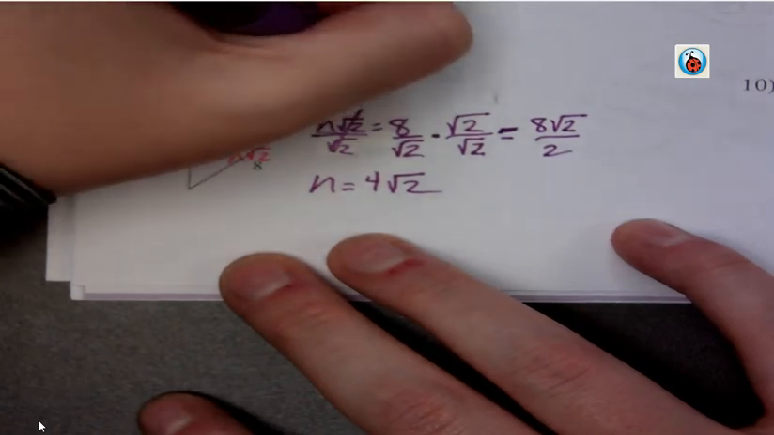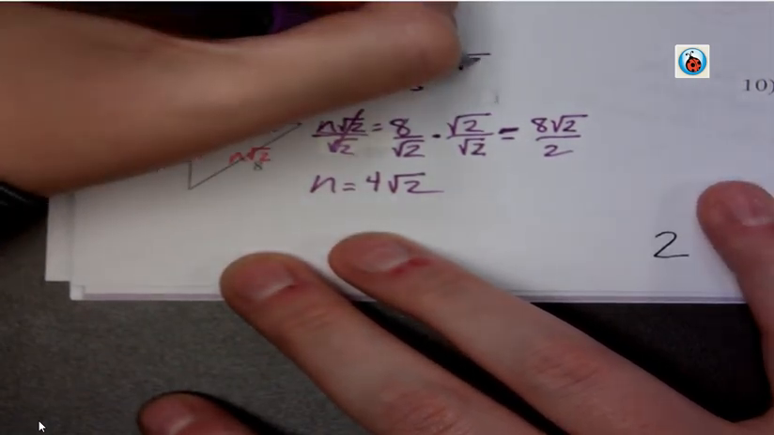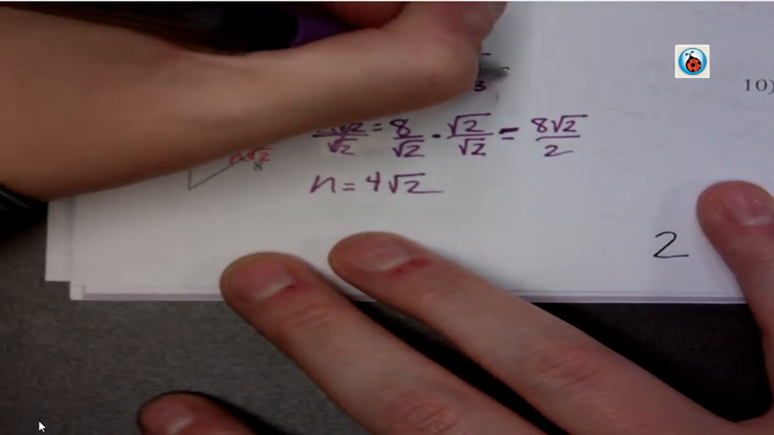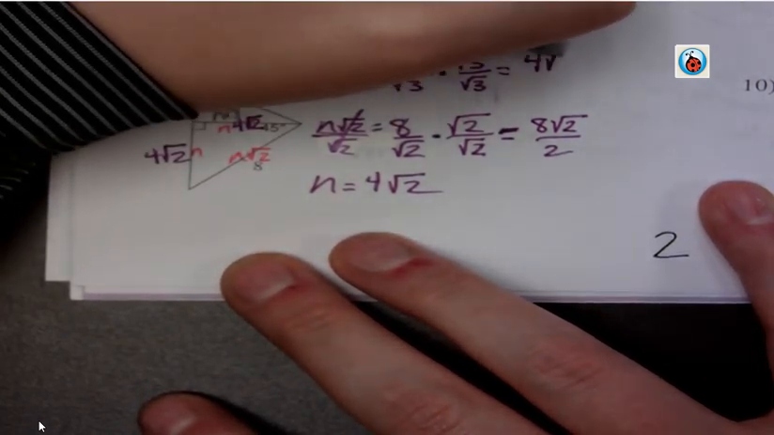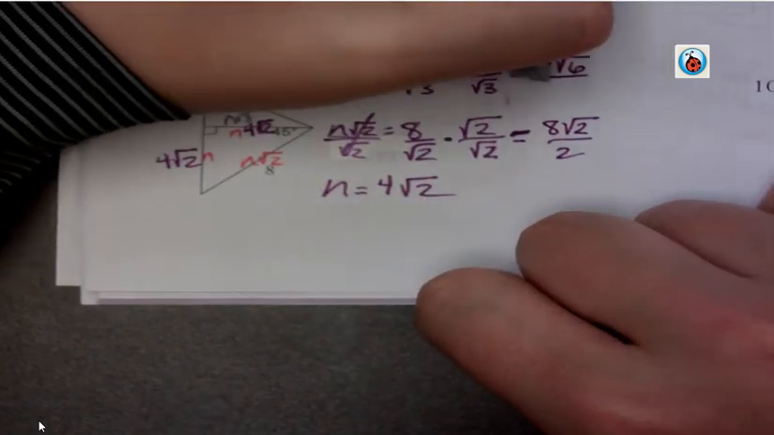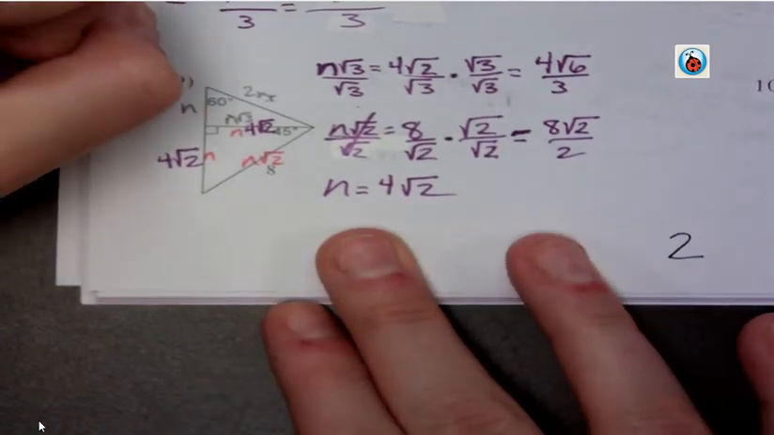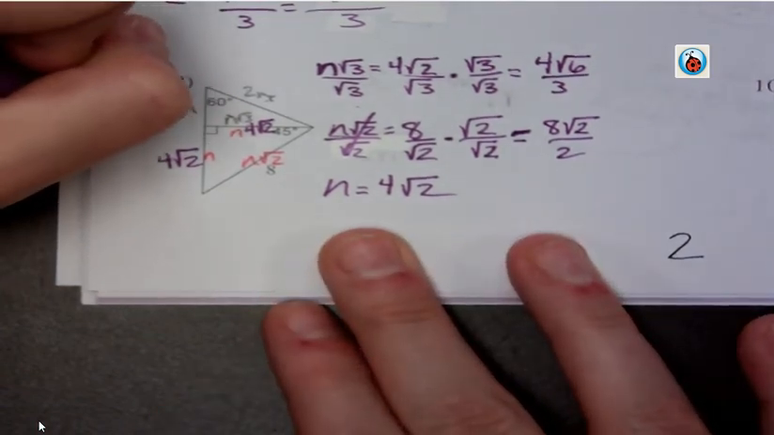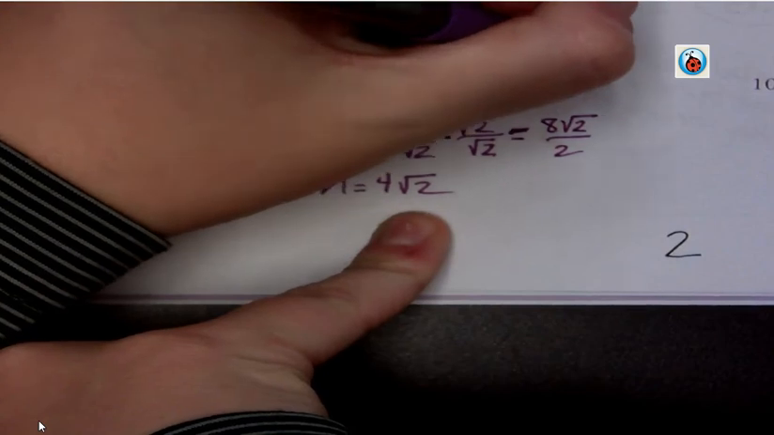Solve for n. Can't have the square root on the bottom. Y'all are going to get good at this, because we'll do it a lot. 4 root 6, that multiplies across, 2 and 3, over 3. So that works. This side is now 4 root 6 over 3. Okay, now we have solved for n. This is what n equals.